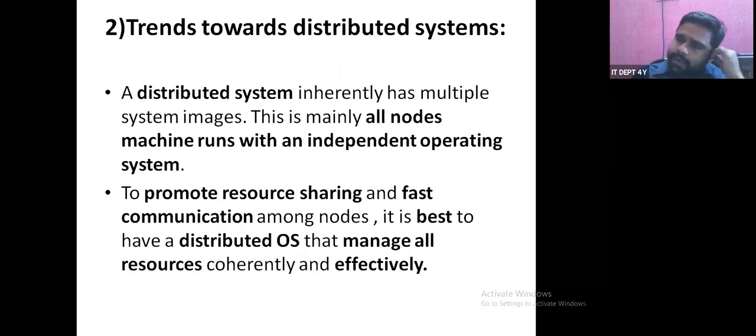And the second topic is related to the software, related to distributed and cloud computing. The first part is service oriented architecture. The second one is the trend towards distributed systems.